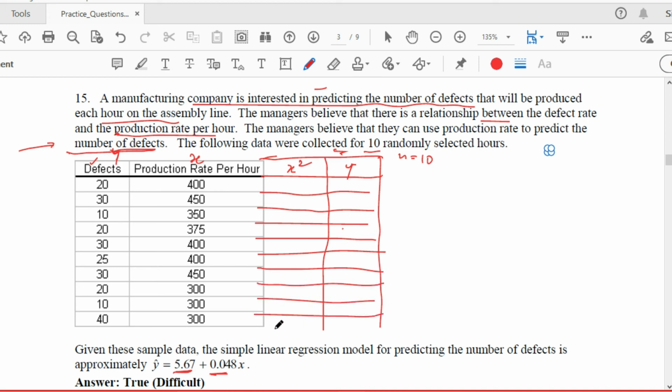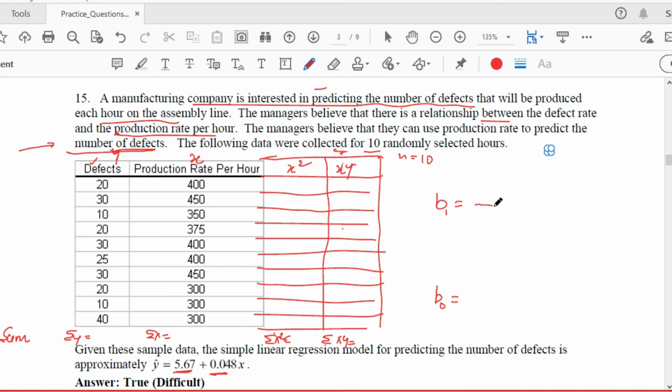And then we'll find the sum, total or sum. Here we'll find sigma y, sigma x square, and sigma xy. This is xy actually. And with the help of these values, we'll try to calculate b1, and then we'll calculate b0, and we'll see whether these values are the same or not.